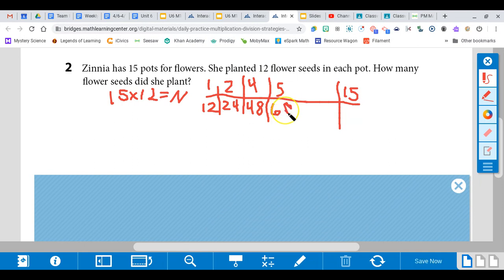Okay, so now I'm at 5, but I need 10 more. So I'm going to just do 1 times 10. And then 12 times 10 would just be increasing a place value for 120. Now, if I add my 5 and my 10, I get my 15. So if I add my 60 and my 120, I get 180. So now if I go back and think, how many flower seeds did she plant? Well, she planted 180 flower seeds.